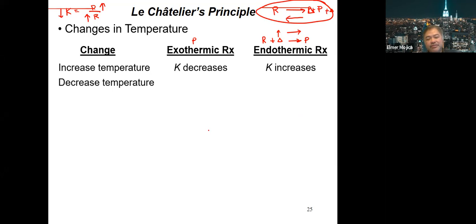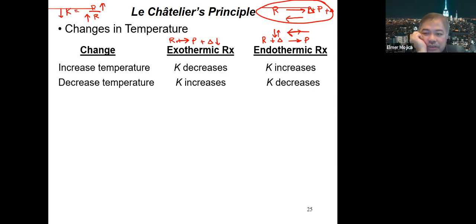now, if it's the other way around, decrease temperature, lumamig. So for this one, alin yung magpe-favor? So pag lumamig, magpe-favor yung formation ng heat. Pag lumamig, ibig sabihin, bumaba yung heat dito. So pag bumaba yung heat, as I told you, treat it as one of the reactant or product, so there's less product. So if there's less product, the forward reaction is favored. So if that's the case, your K value increases. And in the endothermic reaction, since bumaba yung heat, so bumaba yung reactant side, so magpe-favor yung direction towards the reactant side. And dumami yung reactant, bumaba yung K.